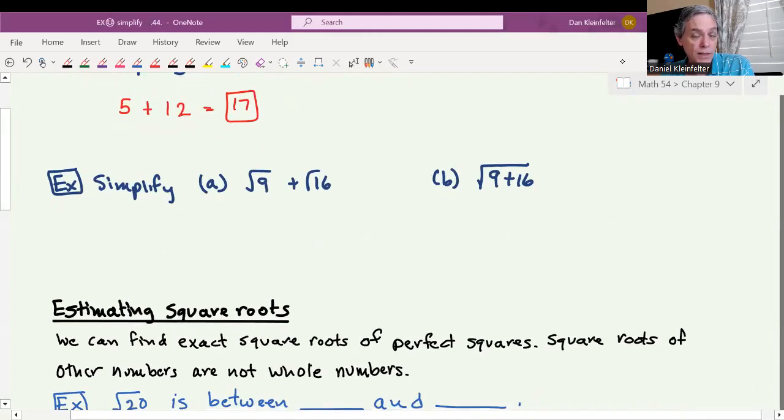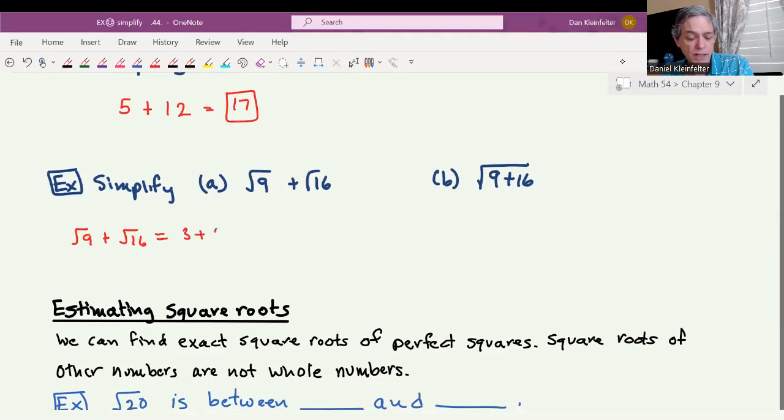All right, next we have two separate questions that are related, as you'll see. The square root of 9 plus the square root of 16. The square root of 9 is 3. The square root of 16 is 4. Adding those together, 3 plus 4 gives 7.